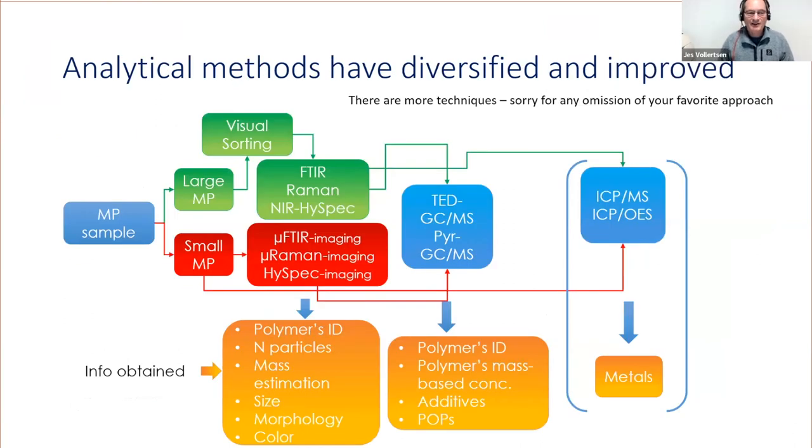So since then, analytical methods have diversified and improved quite a lot. This is just a slide that shows what people are typically doing. You typically take a sample and divide it into large particles, whatever that is, and small particles, whatever that is. Then you use different techniques: infrared, Raman typically. You would also use pyrolysis GC-MS, or TED GC-MS, which is a similar thing to pyrolysis. Then you can quantify how many particles you have, how big they are, and what mass they have.